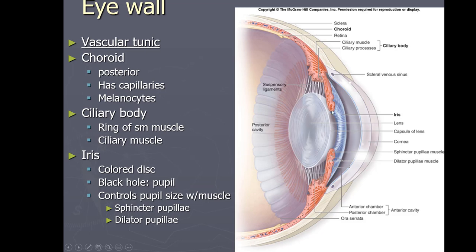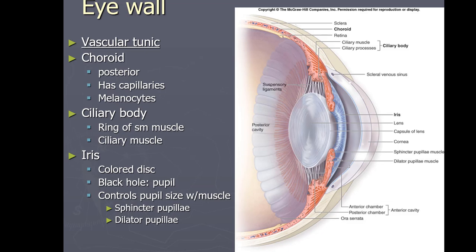The iris can change size to make the pupil dilated or constricted. There's a muscle called the dilator pupillae muscle, which dilates the pupil, and then the sphincter pupillae muscle constricts it. I'll show you that on the next slide. Other parts of the vascular tunic: all this layer with the blood vessels in it is just called the choroid. It's loaded with blood vessels.